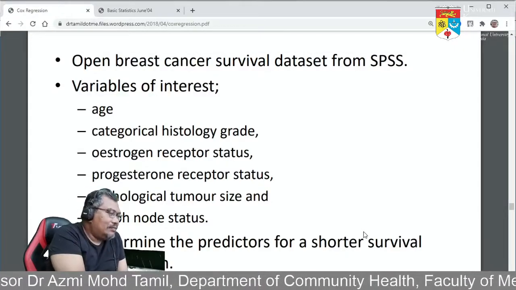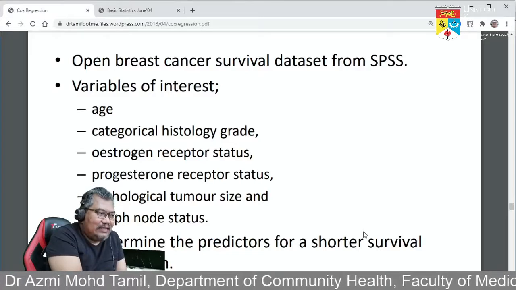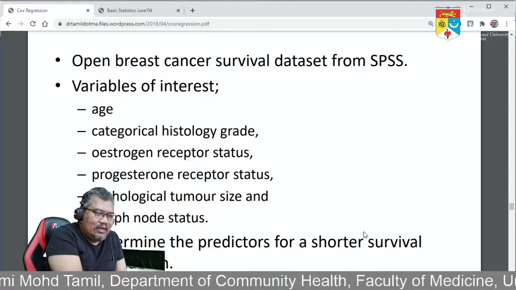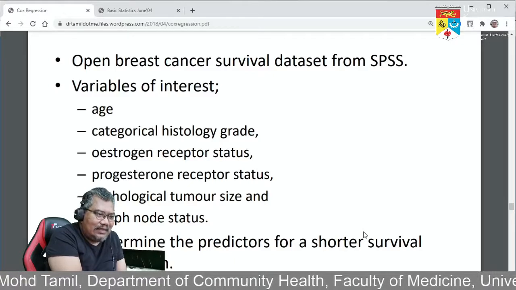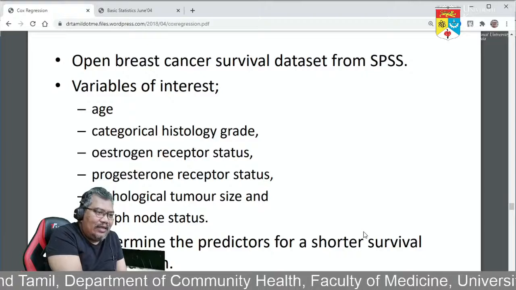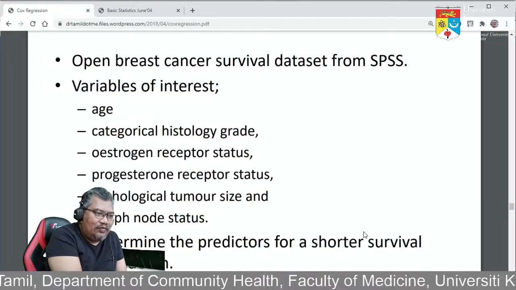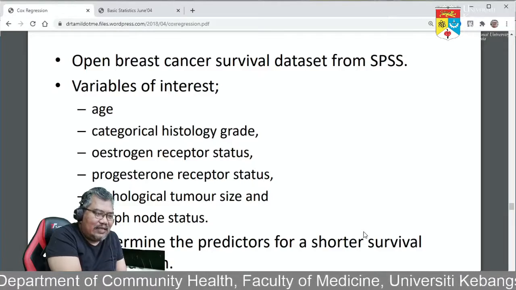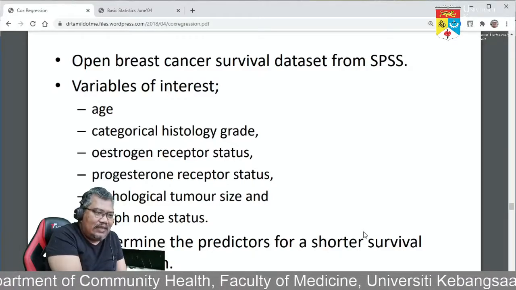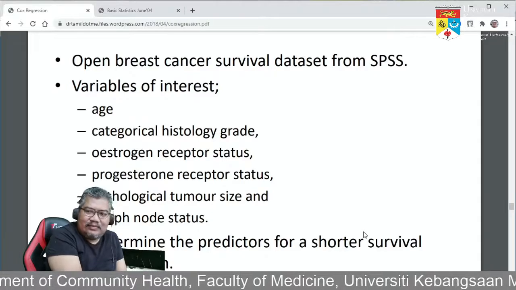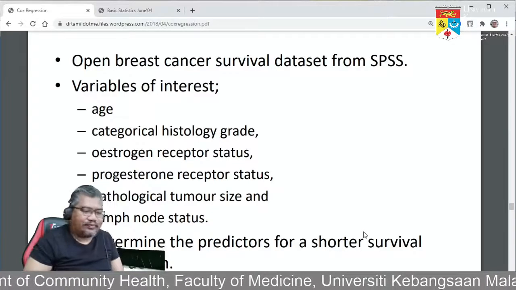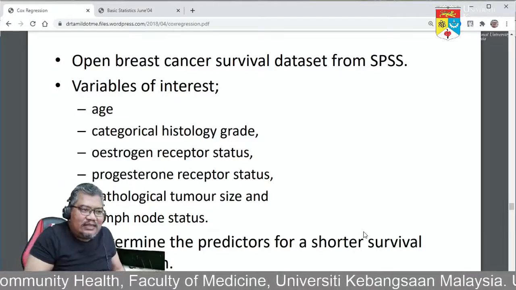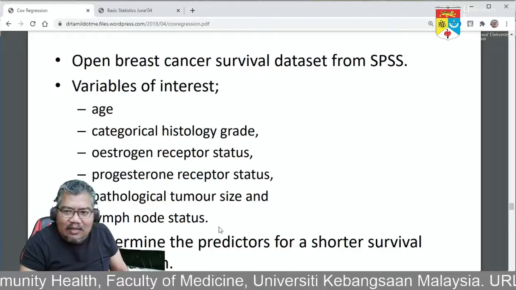If you have SPSS version 17 or earlier, you can get this data set from SPSS. When SPSS was bought over by IBM, this breast cancer survival data set is no longer inside there. I'm not sure why, but it is no longer inside there. I got this one from the old version of SPSS.